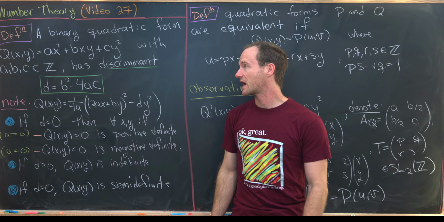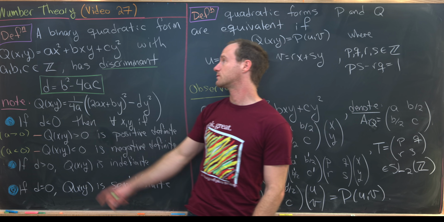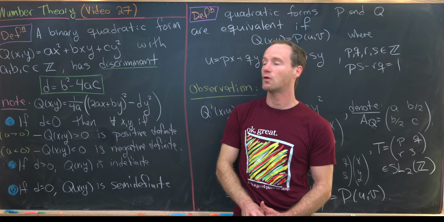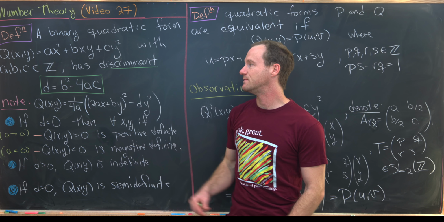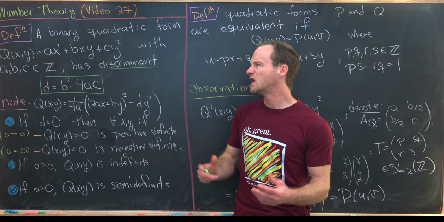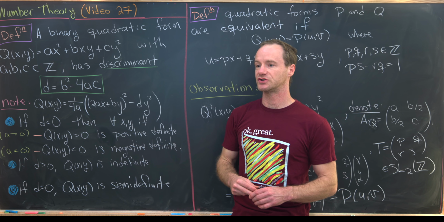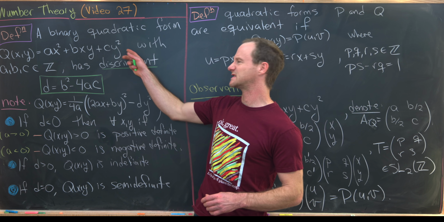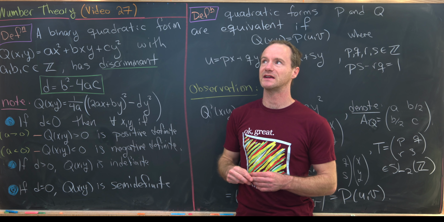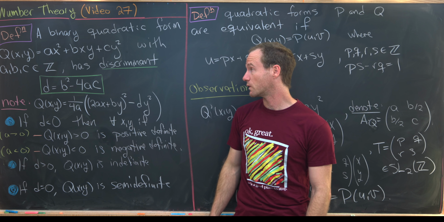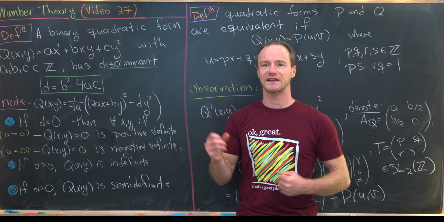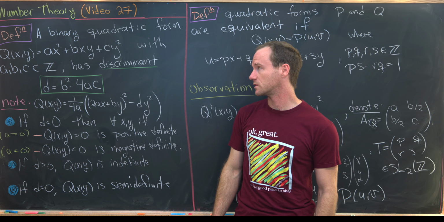We've got q of x,y is equal to ax squared plus bxy plus cy squared, where a, b, and c are integers. And we're assuming that x and y are integers as well, although this is like a standard quadratic surface that you might see in Calculus 3 as well. Well, let's talk about some parts and characteristics of quadratic forms.